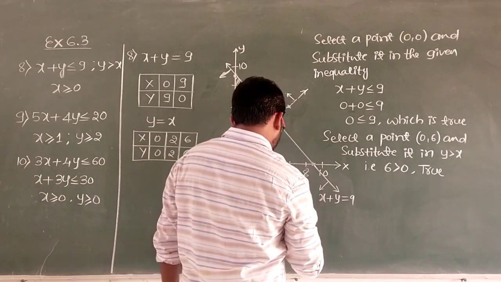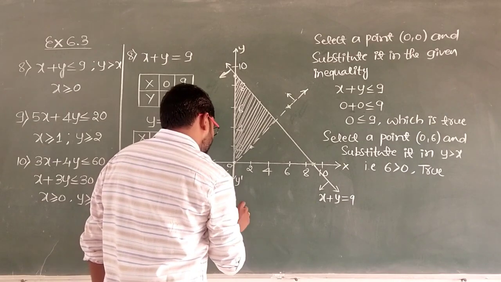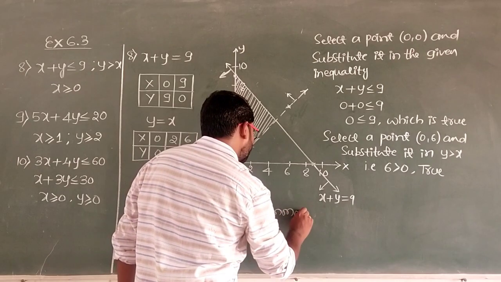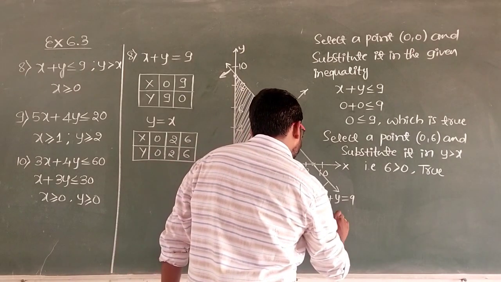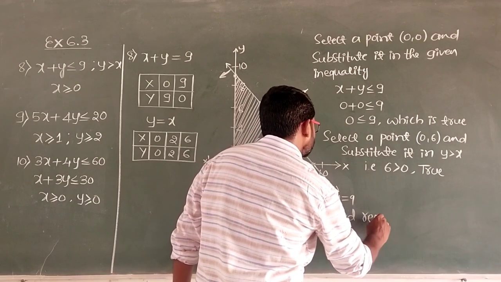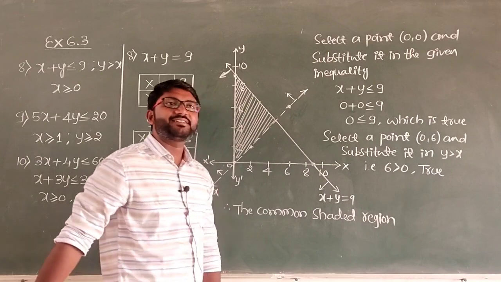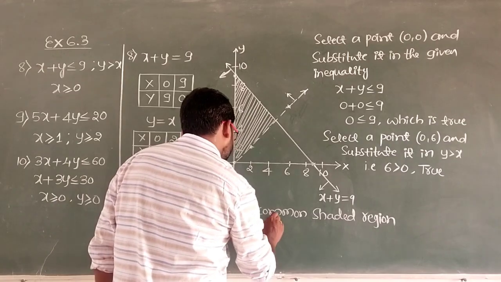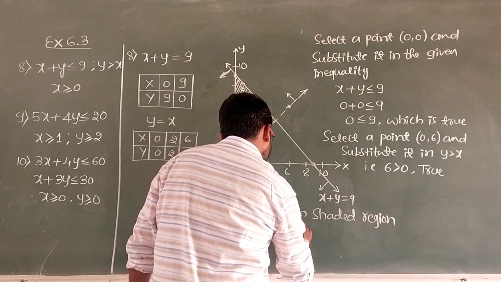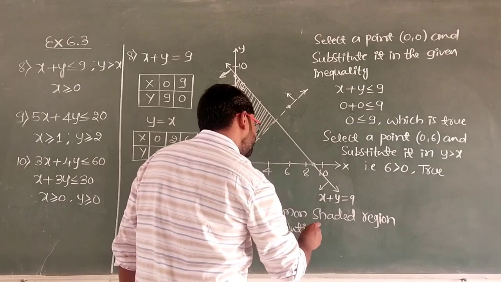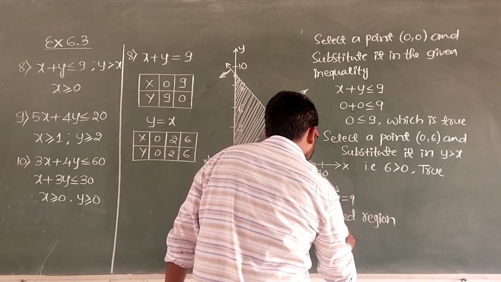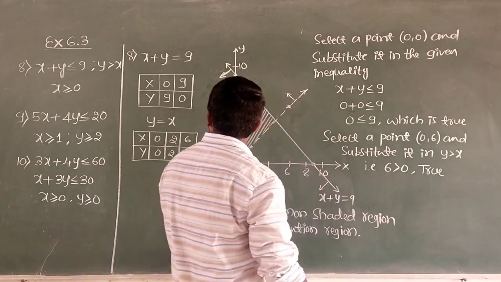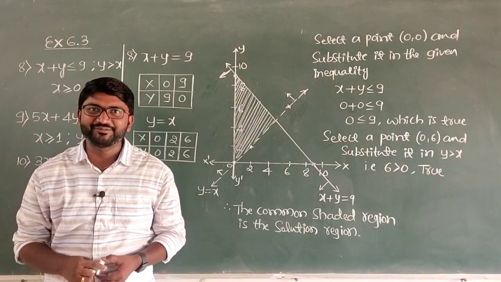So we have to write a statement here. Therefore, the common shaded region is the solution region. So this is all about question number 8. So note down this, and then we'll move on to question number 9.